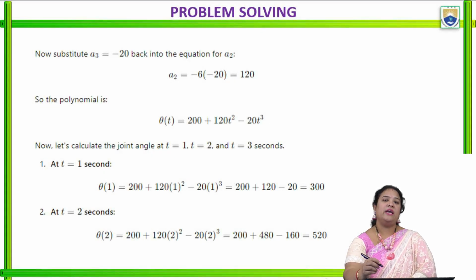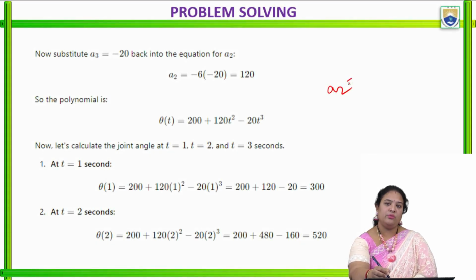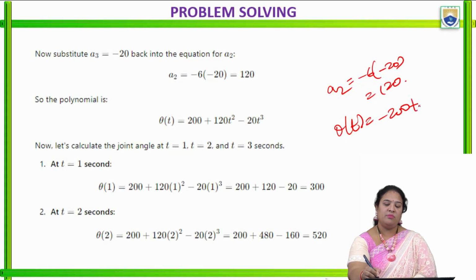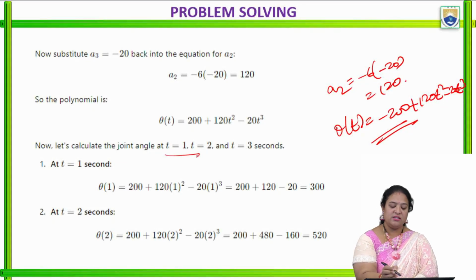Now substituting a3 as minus 20 back in the equation for a2, we will be getting a2 is equal to minus 6 of minus 20, which is nothing but 120. So the polynomial equation becomes theta of t is equal to 200 plus 120t square minus 20t cube. Substituting all these values, we find the angles at t is equal to 1, t is equal to 2, and t is equal to 3 seconds.